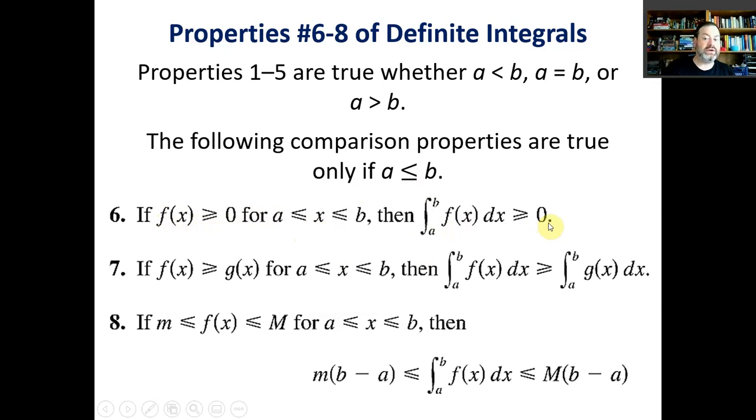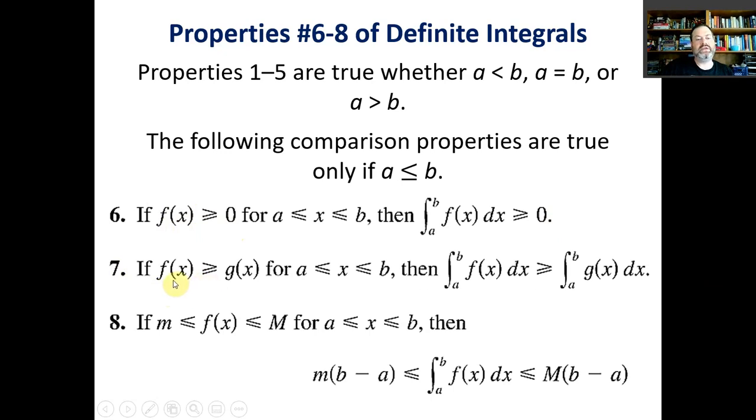That's really, really important, right? Think about it. If your function never takes on negative values, then the definite integral can't take on negative values. That's a really nice property. You're going to use it on the homework and maybe on a test.